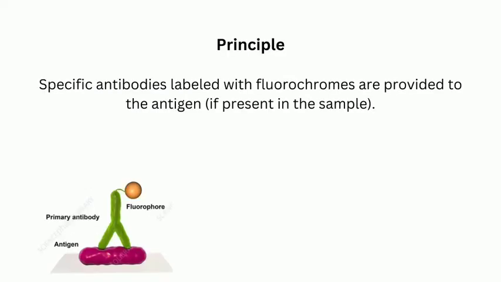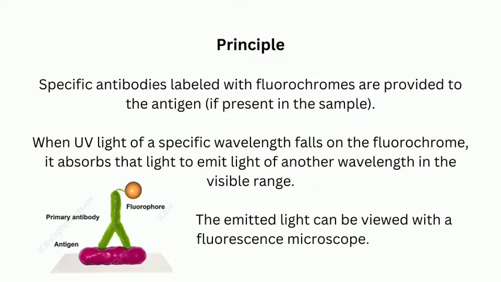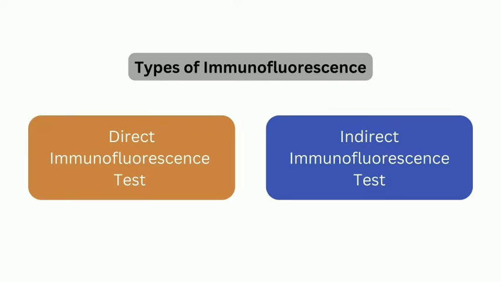The principle revolves around the fact that specific antibodies labeled with fluorochromes are provided to the sample. When UV light of a specific wavelength falls on the fluorochrome, it absorbs that light and then emits light of another wavelength in the visible range. The emitted light can then be viewed with a fluorescent microscope. Immunofluorescence is of two types, direct and indirect.